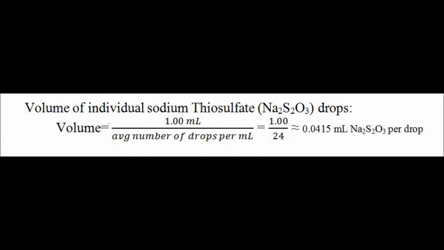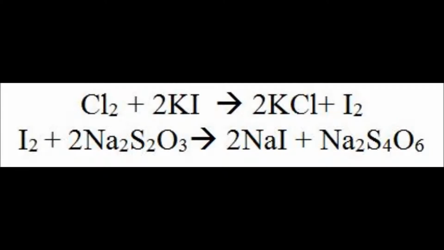With this information, you can work backwards to find the amount of chlorine that was present in the 50 milliliter sample of water. The equations to do this are shown here. First, because 4 drops were used in trial 1, you can find the volume of sodium thiosulfate added using the value we just calculated. The volume turned out to be 0.166 milliliters.